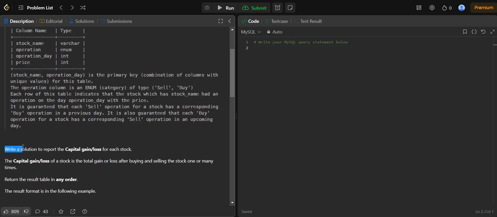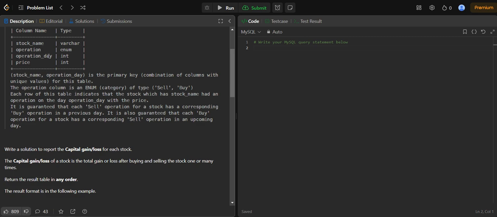Now, see the question. Write a solution to report the capital gain loss for each stock. So, what is capital gain loss? That is gain minus loss. Because one stock can be bought multiple times, sold multiple times.